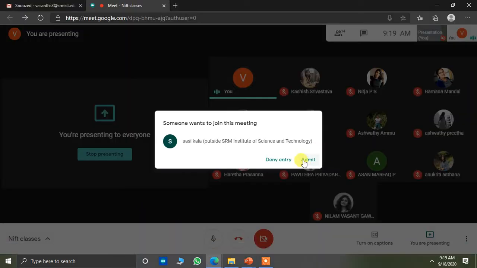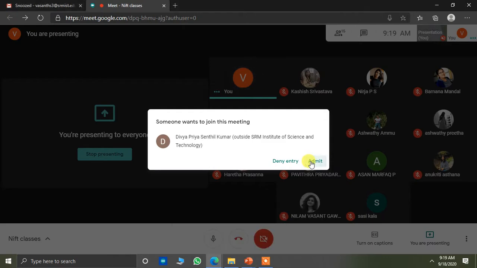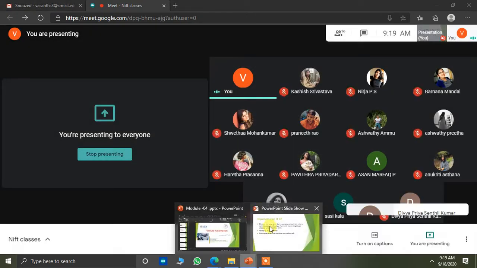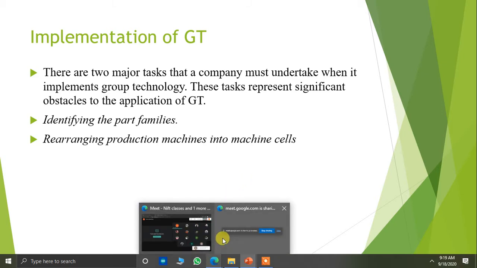Okay, so I'll choose something like... there are few people who are joining. I don't know, I have never seen them. Divya Priya or somebody like that.